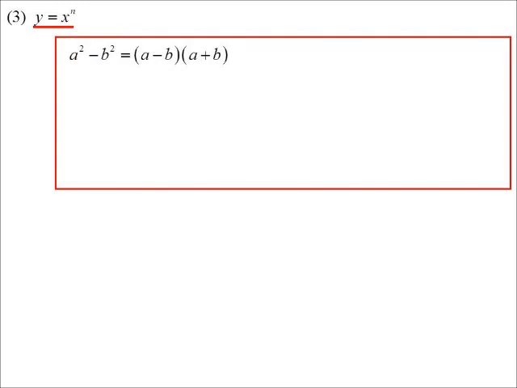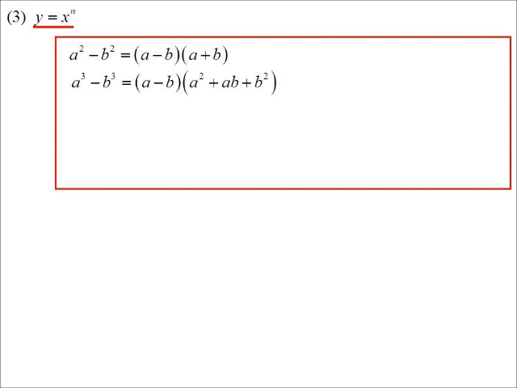Let's now come up with a formula for differentiating x to some power. So x to the power of n. Now, in order to do that, I just need to remind you of some things. So, remember the difference of two squares. It was a minus b, a plus b. And then we did difference of two cubes. It turned out to be a minus b, a squared plus ab plus b squared.